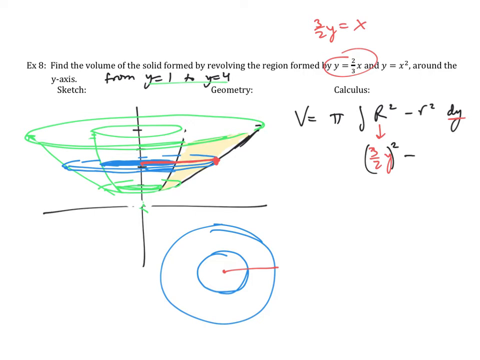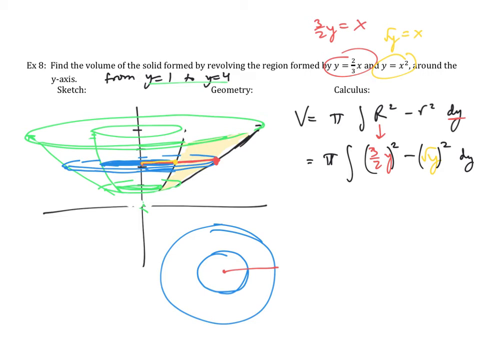Squaring that. And then my little radius is going to be to my other curve, my inside curve, which is y equals x squared, but I need to get that in terms of y. So x would be radical y. So that's going to be radical y squared dy.